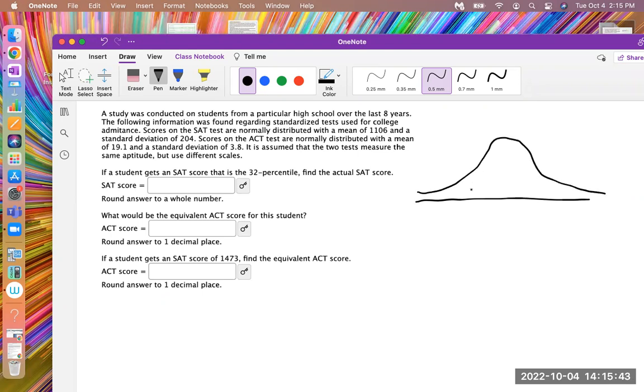Here is the normal distribution of, we'll say, these are the SAT scores. And what is along this x-axis is this x variable, which is SAT scores. And then the mean of the SAT scores is 1106 with standard deviation of 204.